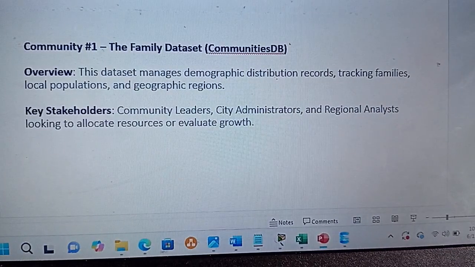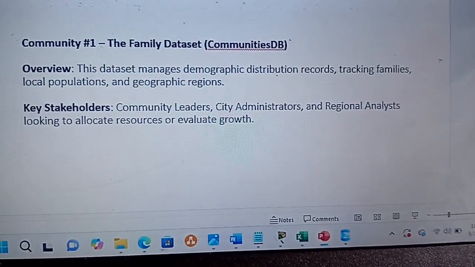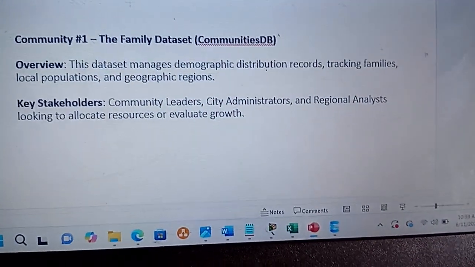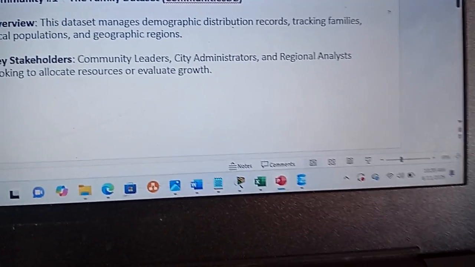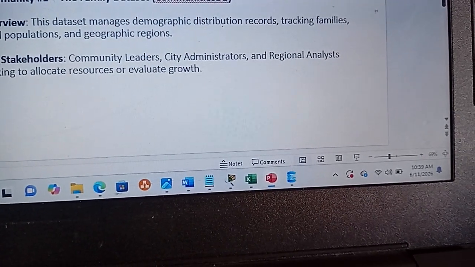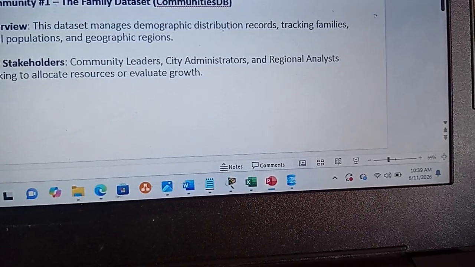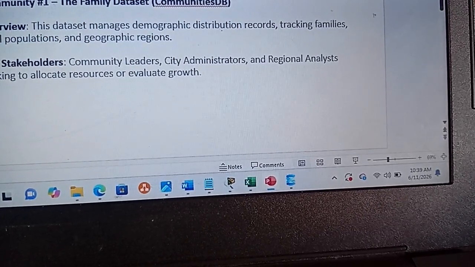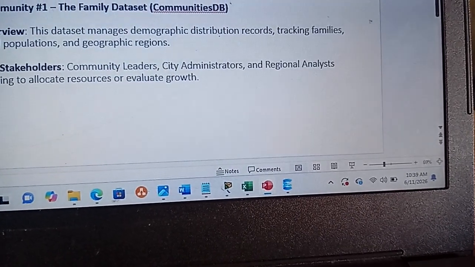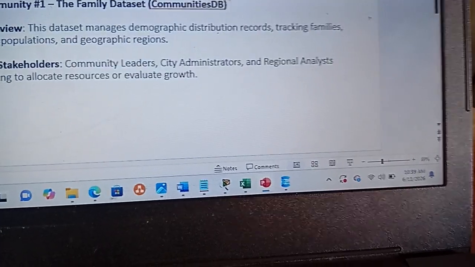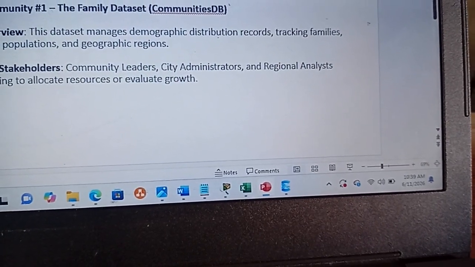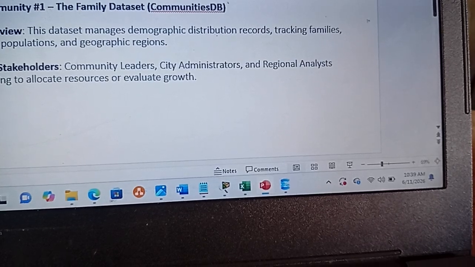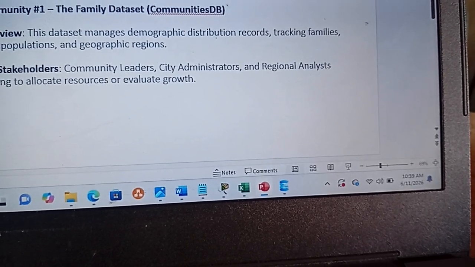During my analysis, I focused on four strategic questions. First, which communities have the largest family population? This helps leaders understand where to allocate community resources. Second, which location contains the highest number of registered families? This informs infrastructure and zoning teams.